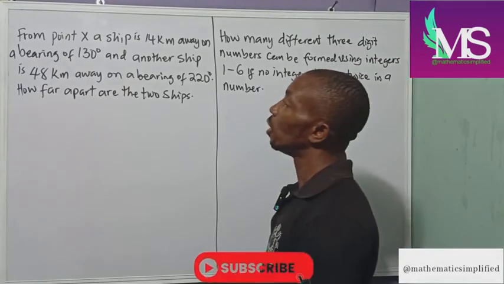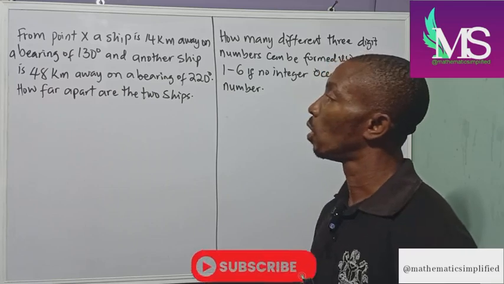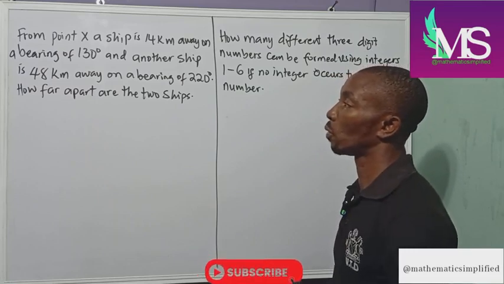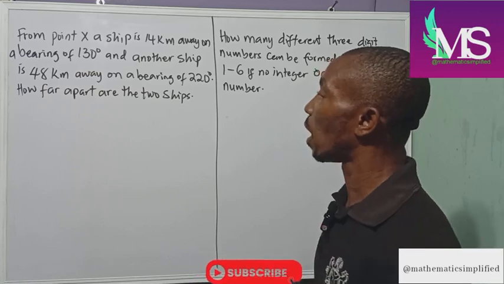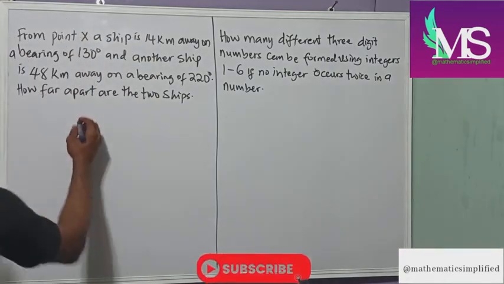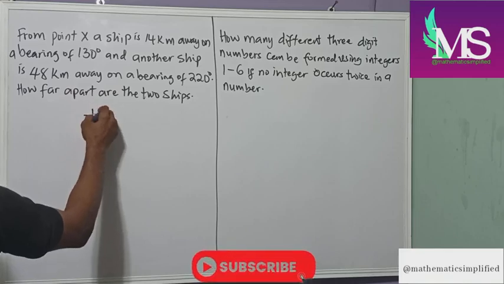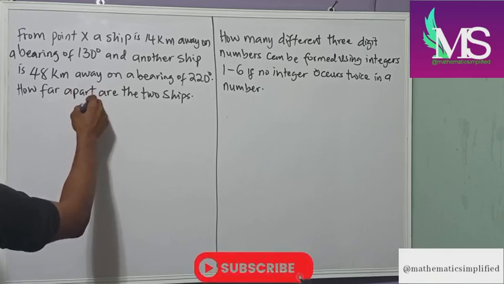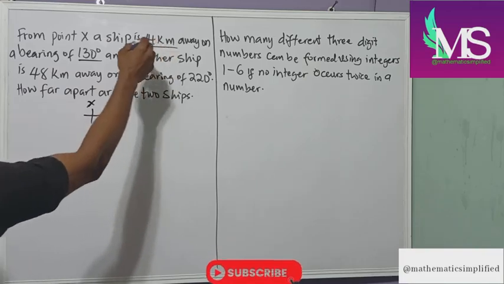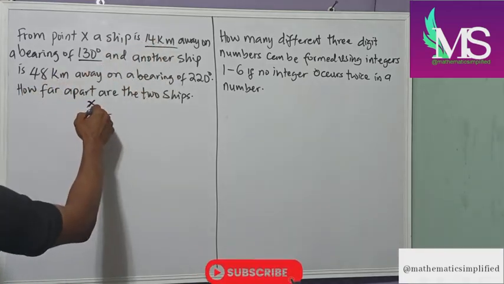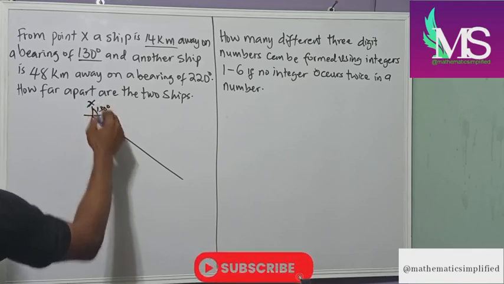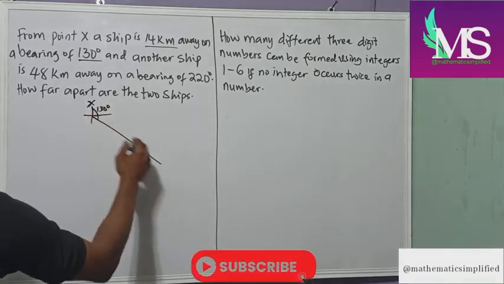From point X, a ship is 14 kilometers away on a bearing of 130 degrees, and another ship is 48 kilometers away on a bearing of 220. How far apart are the two ships? Now, for us to calculate this, let's call this our point X. The first ship is 14 kilometers at 130 degrees, so 130 degrees from here, 14 kilometers.